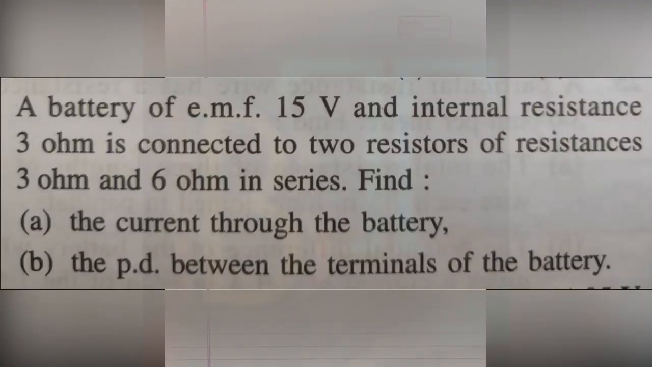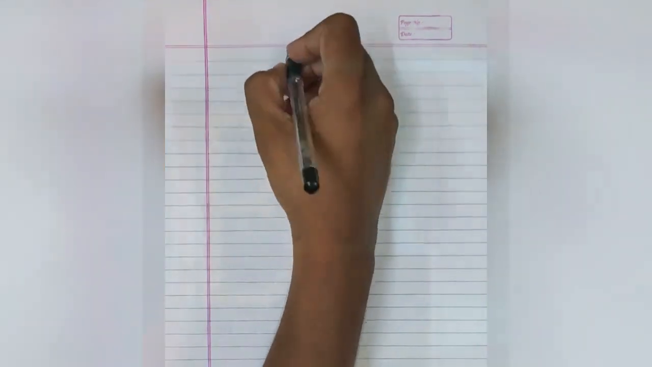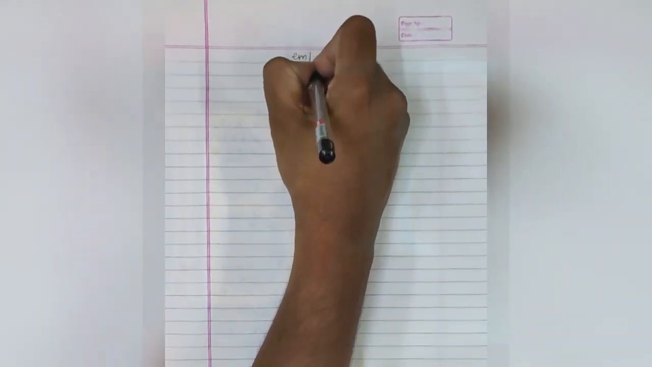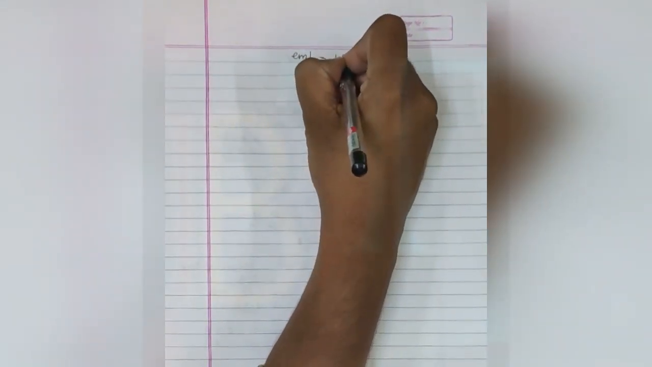In the next question, a battery of EMF 15 volt and internal resistance 3 ohm is connected to two resistors of resistance 3 ohm and 6 ohm in series. Find the current through the battery and potential difference between the terminals of the battery. So in the question, EMF of the cell is given, which is equal to 15 volt.